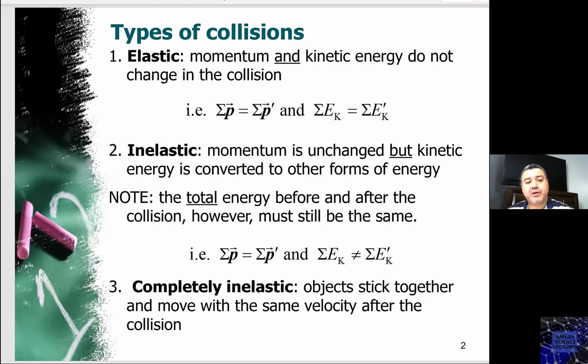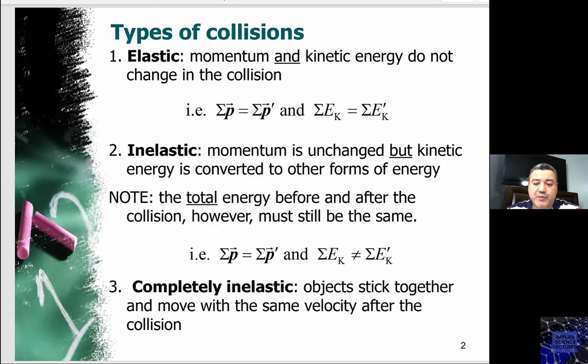Okay, so we have three types of collisions that we are interested in this course. The first one is called elastic. In that collision, the momentum and the kinetic energy are both conserved. What does that mean? This means that the momentum before the collision equals the momentum after the collision, and not just that, the kinetic energy before the collision also equals the kinetic energy after the collision.